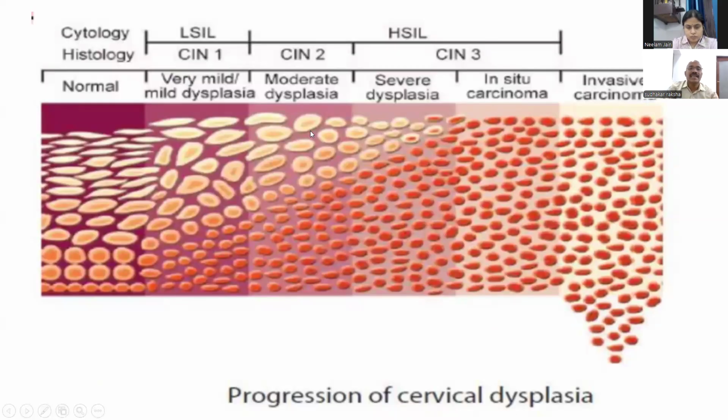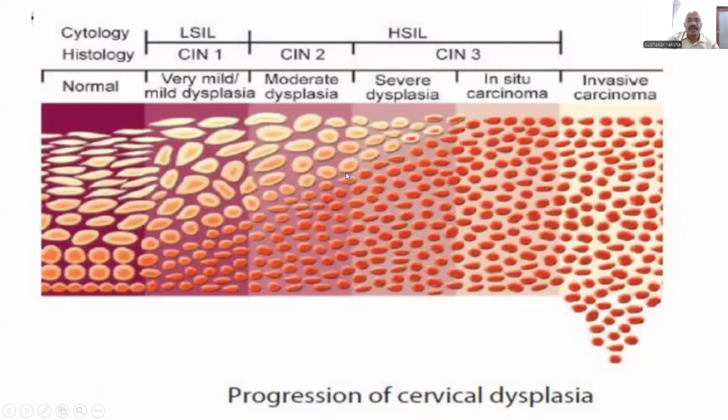So we'll see what is CIN and what is invasive carcinoma. Here on the extreme left, this is the normal cervical epithelium. There is an orderly arrangement, and as the cells move towards the surface, there is flattening of the cells. But CIN1 means cervical intraepithelial neoplasia 1. There are abnormal cells, with increased nucleus, seen in the lower one third of the thickness of the cervix. That is CIN1.